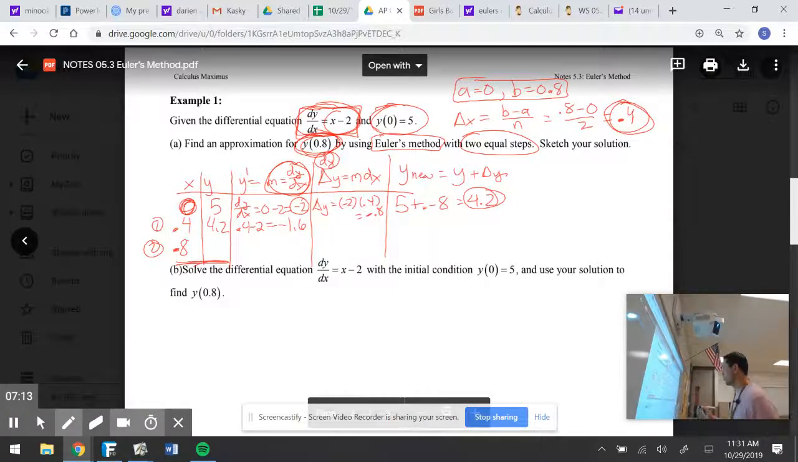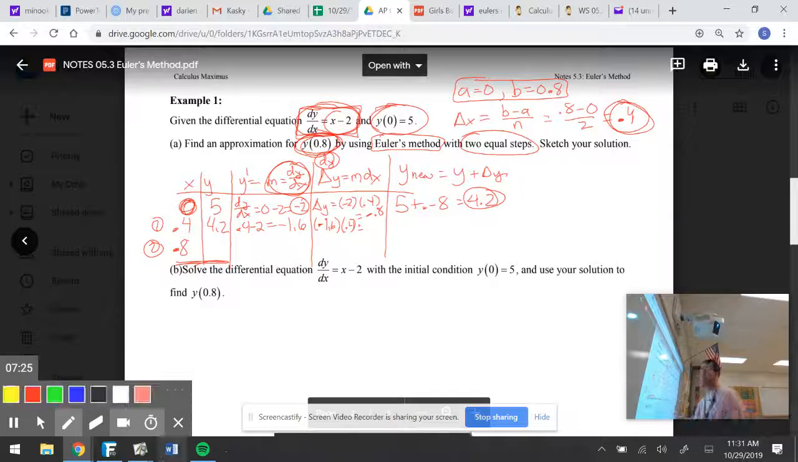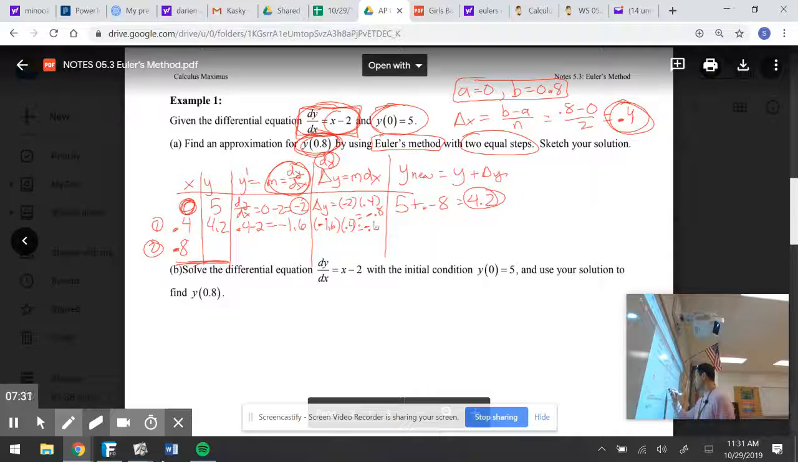My delta y, remember, is my slope. My new slope is negative 1.6. I'm still going to multiply that by my change in x. My change in x stays consistent at 0.4. Do that multiplication, I get negative 0.64. And then I just have to find my new y. It's my y that I'm at right now, which is 4.2, and I'm going to add a negative 0.64 to that, and I'm going to be so impressed if you got this answer on your own, and you should get 3.56.